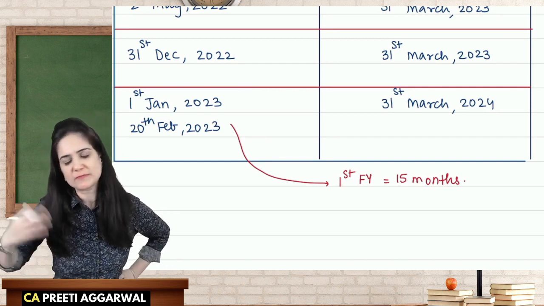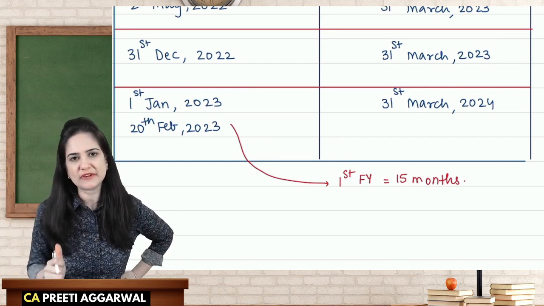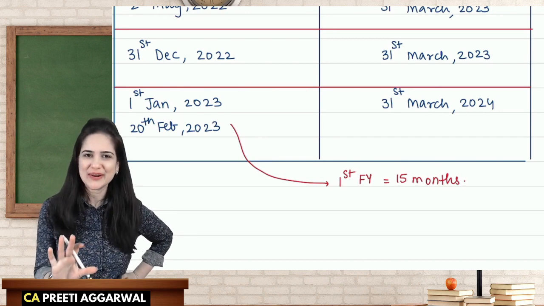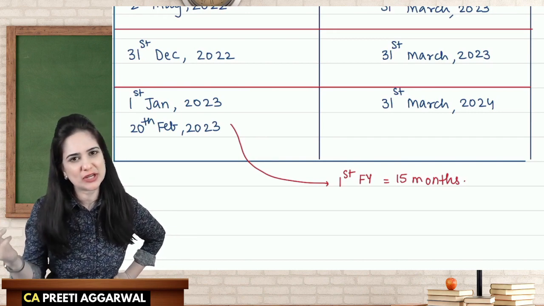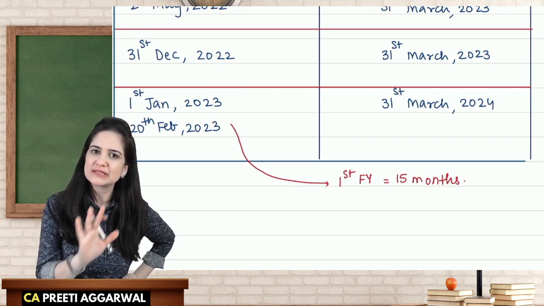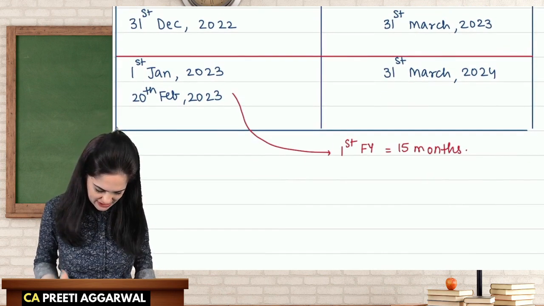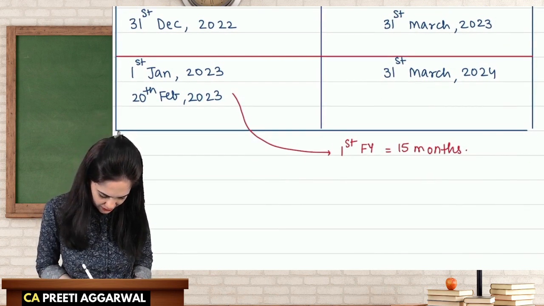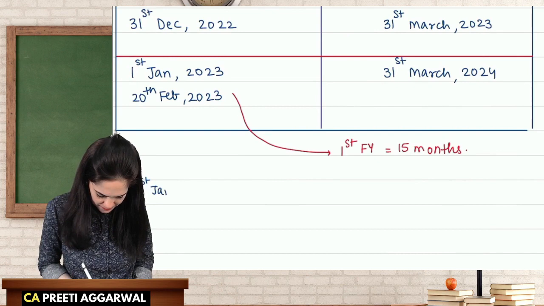Does it mean that your subsequent financial year will also be for 15 months? No. In that case, your subsequent financial years will be of 12 months only. So let's say, for example, that the company was incorporated on 1st of January 2023.